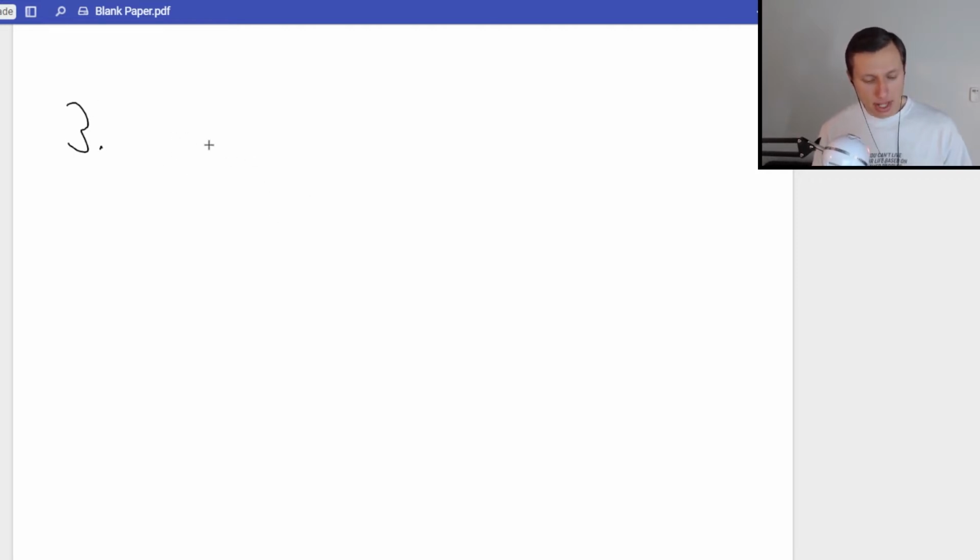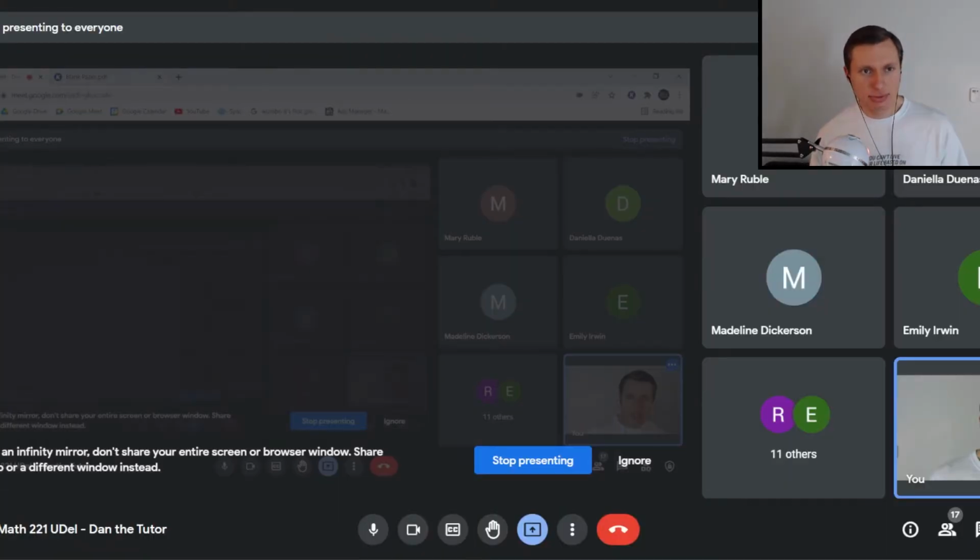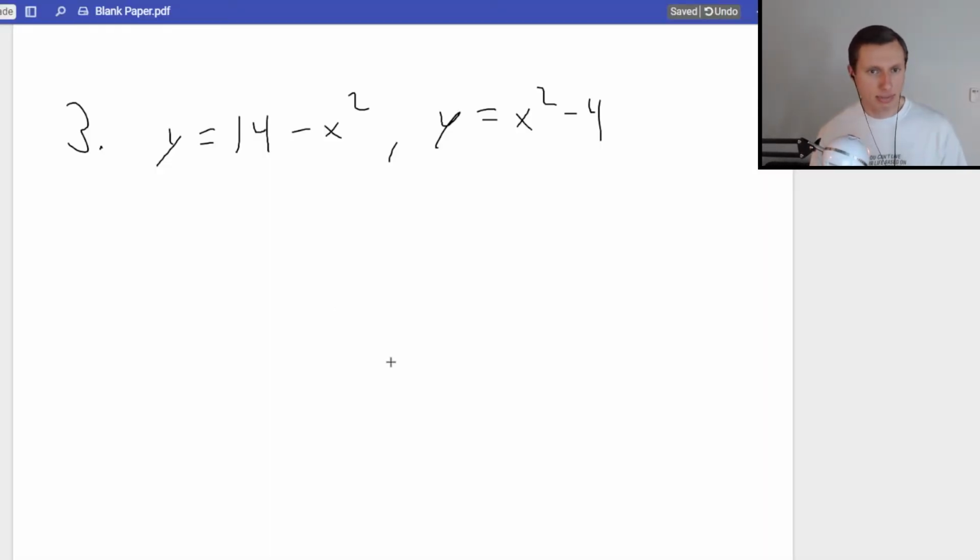Okay, the next one's kind of hard. Problem 3. I want to find the area between y equals 14 minus x squared and y equals x squared minus 4. Now this one's not easy to draw, but I'm going to ask if there's anyone out there in the audience of the 17 of you, do any of you know what I would draw for this function?